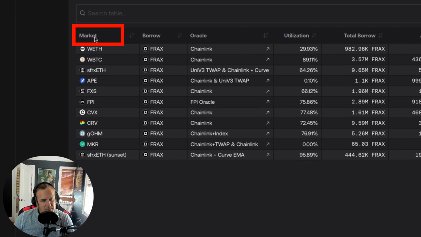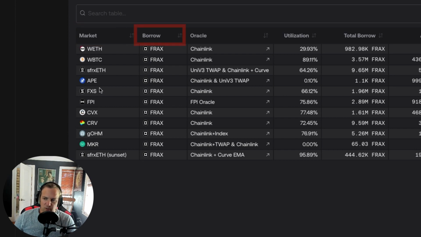The market column is a little bit misnamed. In reality, it should be the collateral column. This is the type of collateral that you're going to be putting up into Fraxlend and then borrowing against. So you can see that we have collaterals like WETH and BTC and stake FrxETH, as well as some of the other Frax products like FraxShares and FPI.